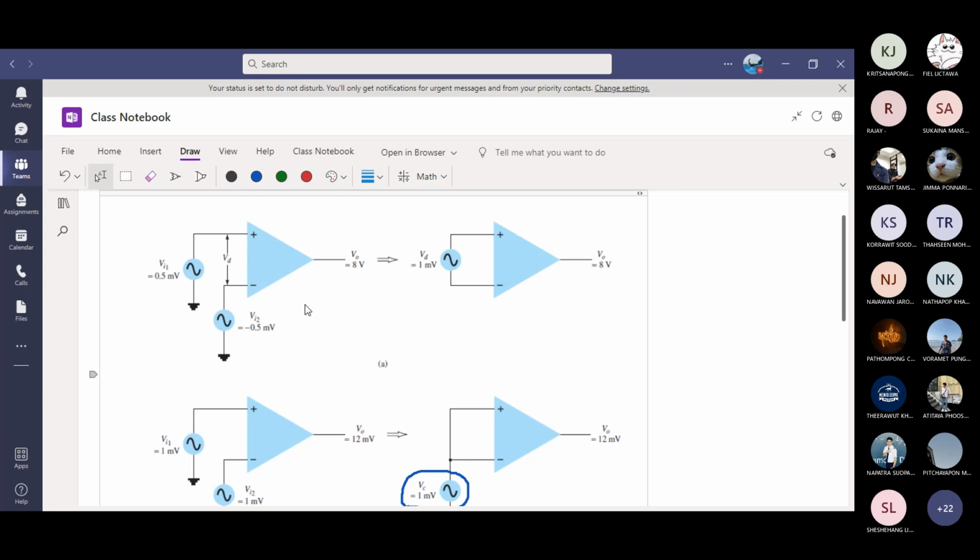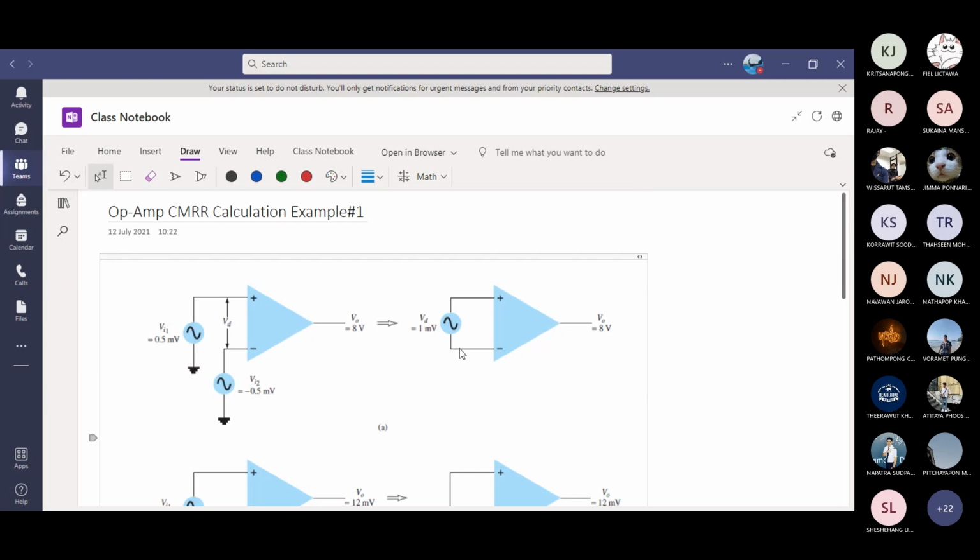What is V out in this case? 8 volts. So again, listen and observe very carefully. Two inputs: one is half millivolt, the other one is negative half millivolt. The output voltage is given as 8 volts and it is an equivalent circuit. You see it says VD, which means it is operating in the differential mode. So you provided differential input, you're going to get 8 volts output. And the differential voltage is 1 millivolt.